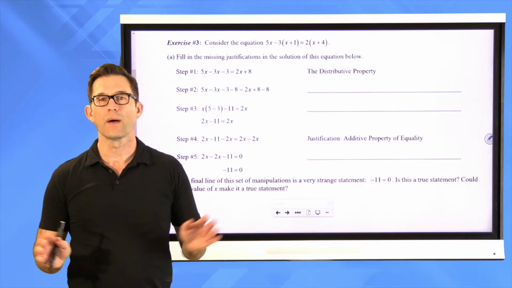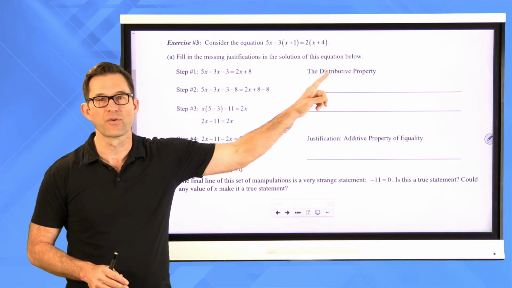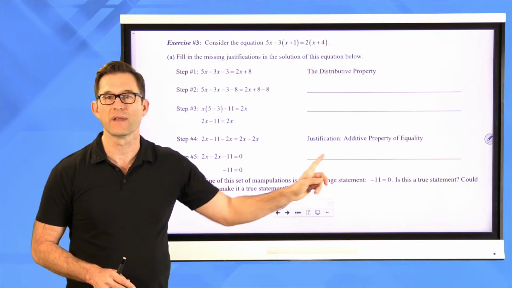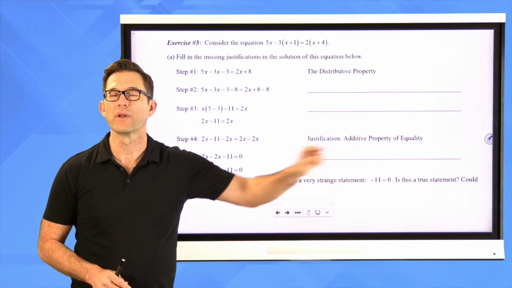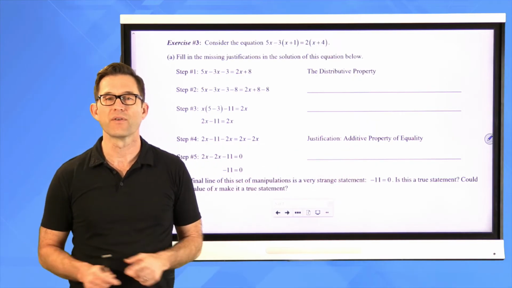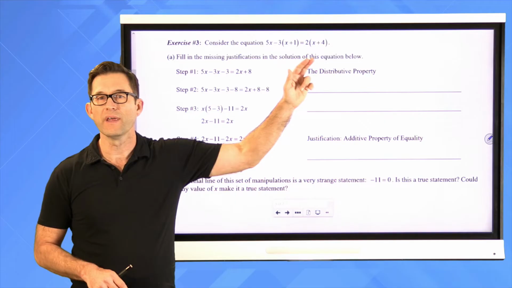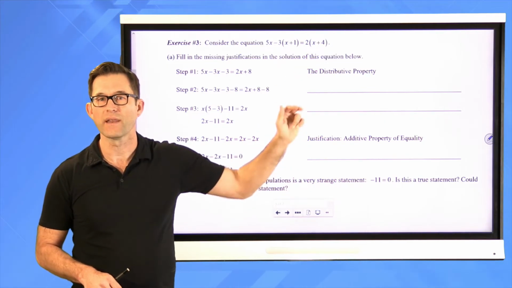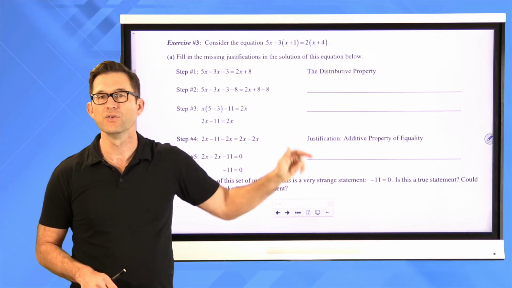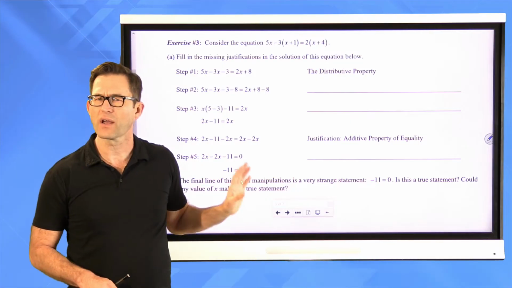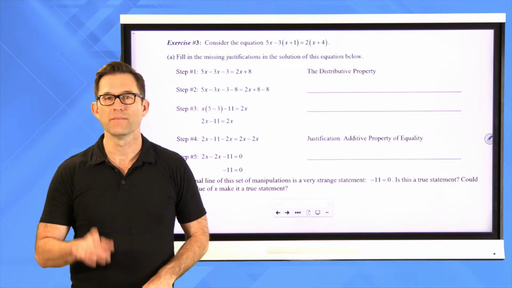All right, so what I want you to do, I filled in some: the first one was the distributive property, this one down here was the addition property of equality. So I filled in these two. What I'd like you to do is try to fill in 1, 2, 3, and then we'll talk about the very strange result we got. Pause the video now.